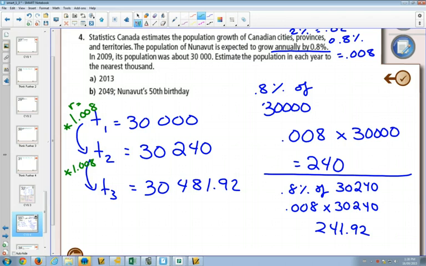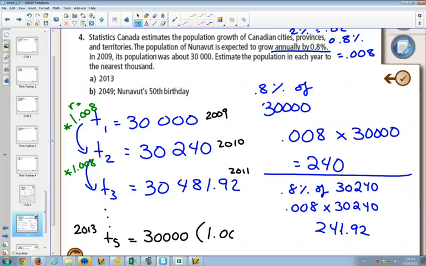And so now, instead of continuing this process, we could say this is 2009, 2010, 2011, dot, dot, dot, term 5 will be 2013. Yeah, so now we can use our formula. If we wanted to find term 5, we could say I know term 1 is 30,000. I know my R value is 1.008 to the 5 minus 1, and plug that in all at once.